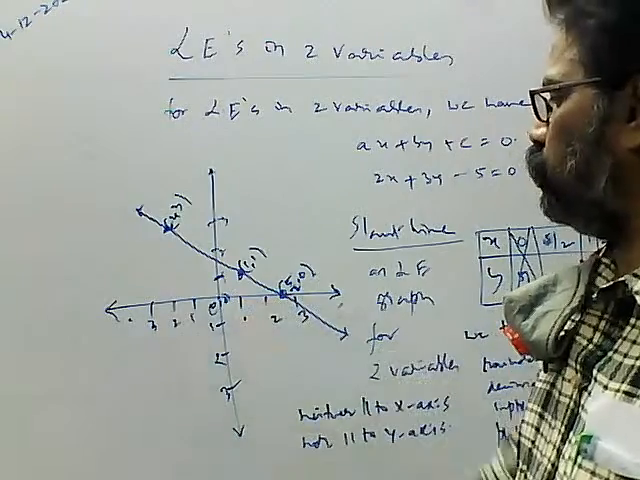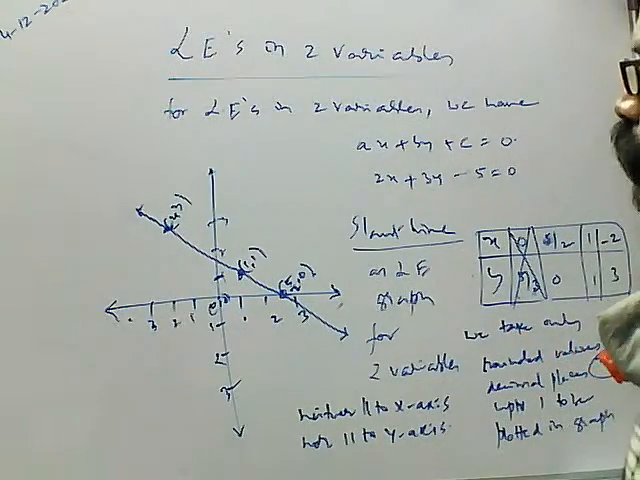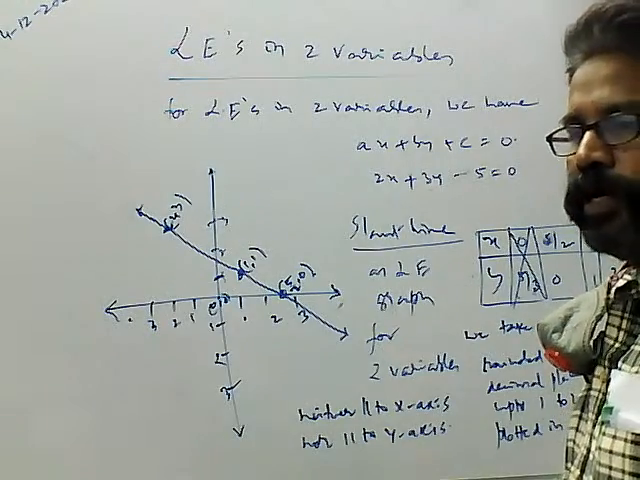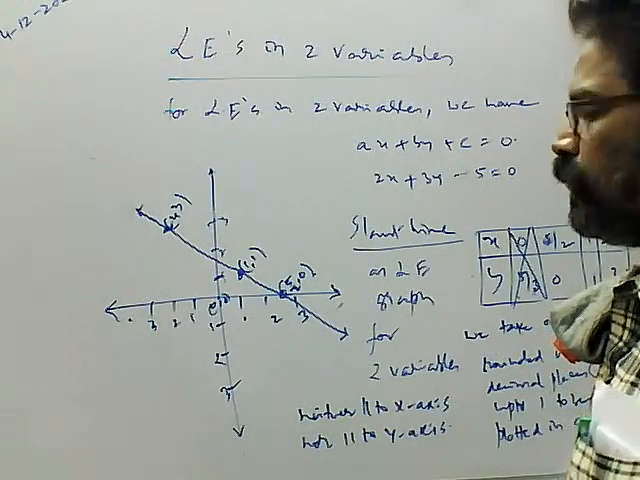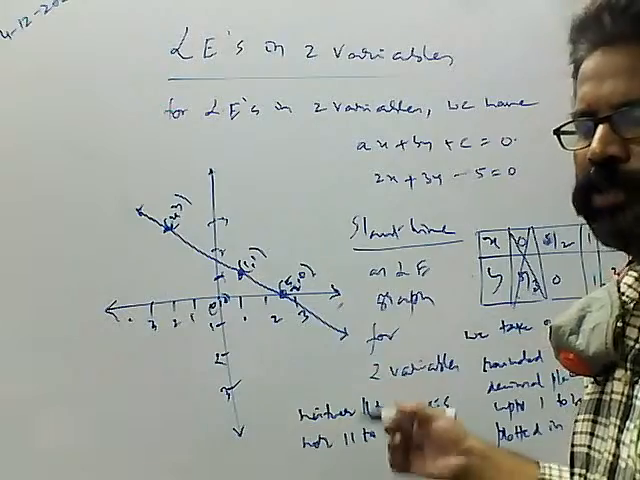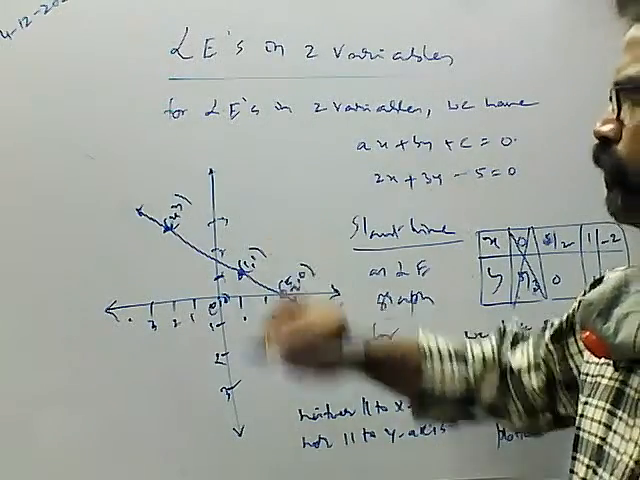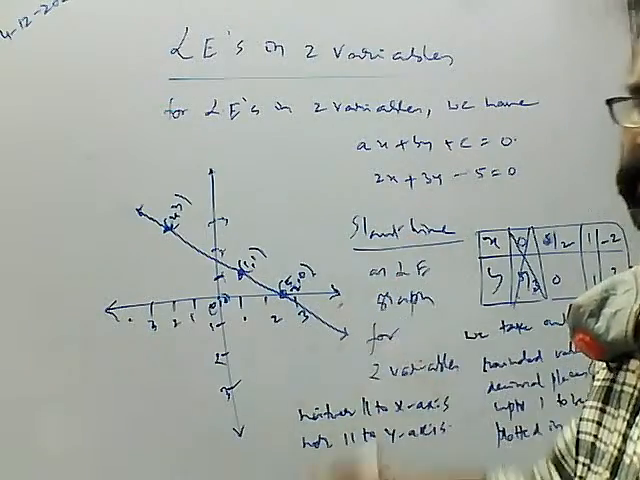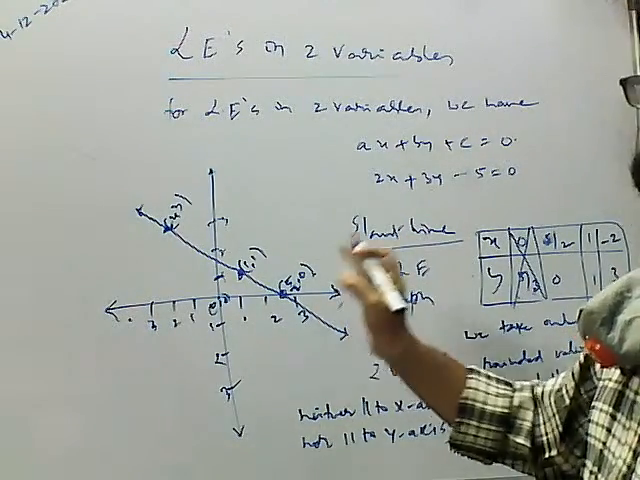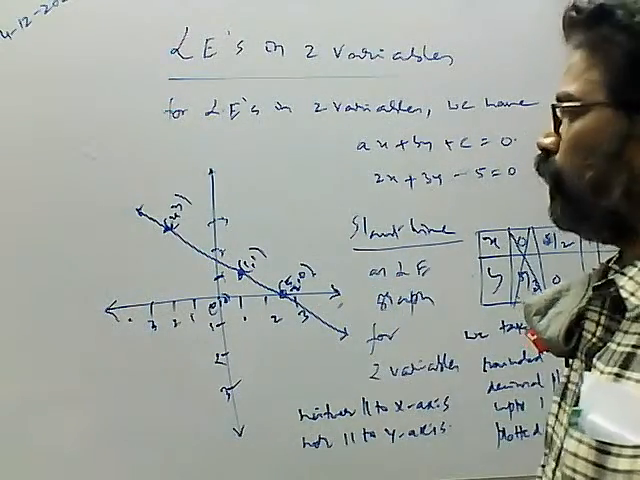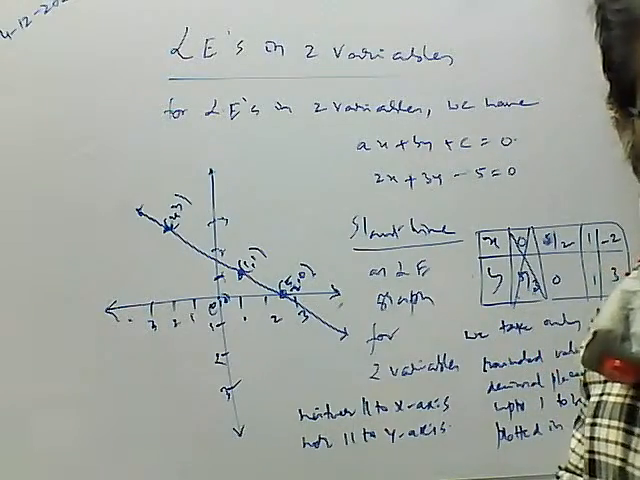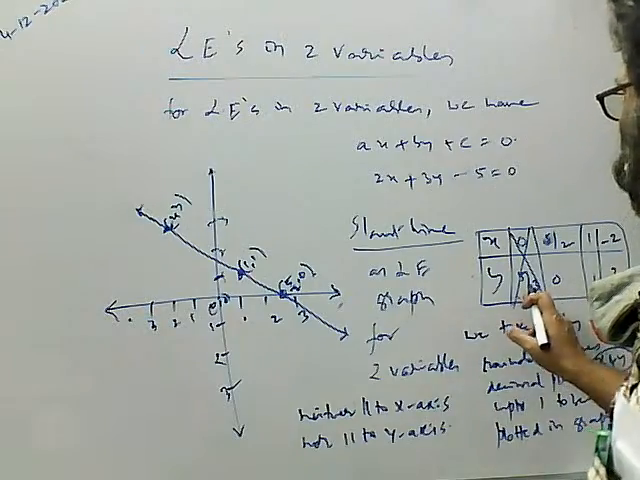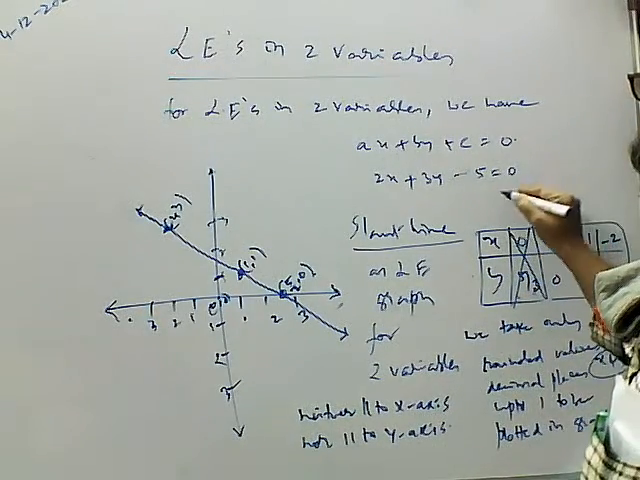Zero, zero. Okay. Next, what you got here? At least 3 points, or 2 points, are required to form a straight line. We take 3 points: one negative, one zero, one positive, like that. It is touching both axes. It is slant, and this line is the linear equation. So the graph of a linear equation in two variables is a slant line, neither parallel to x-axis nor parallel to y-axis.